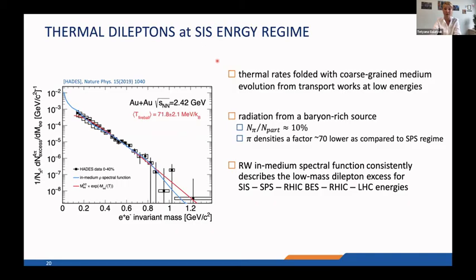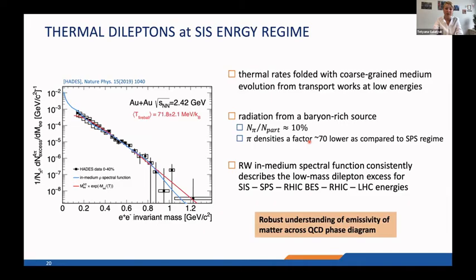We also know that the radiation at these collision energies is mainly driven by the baryons. We have only 10% of pions per baryons, which is approximately a factor of 70 lower compared to the SPS energy regime. And this also tells us that the in-medium spectral function works from the lowest collision energies up to the LHC, indicating also that we do have a robust understanding of the emissivity of matter from the lowest and towards the highest collision energies.